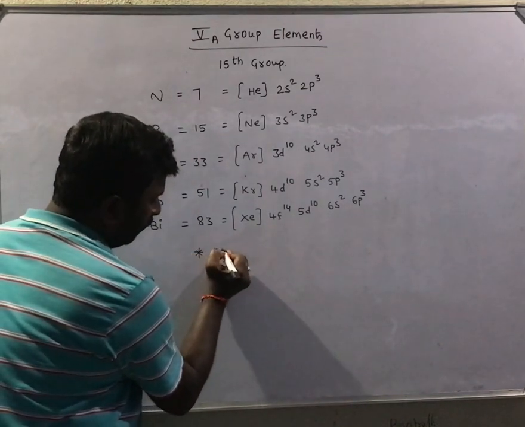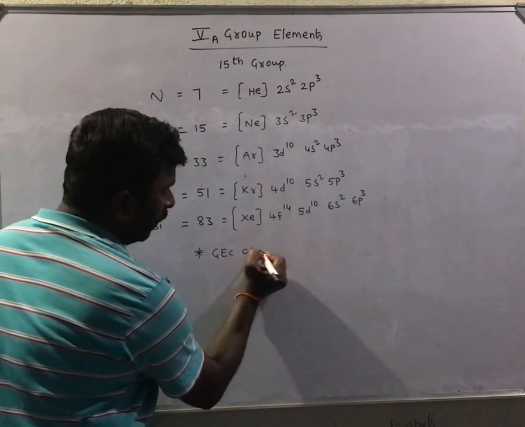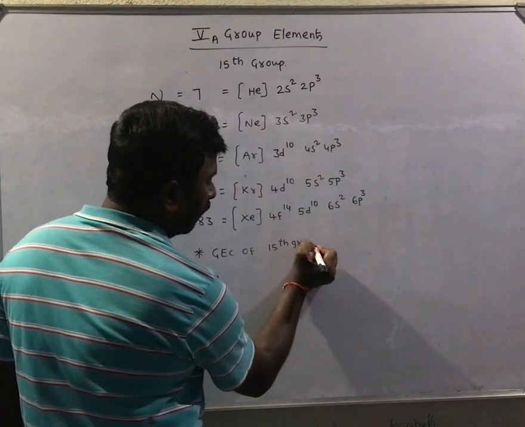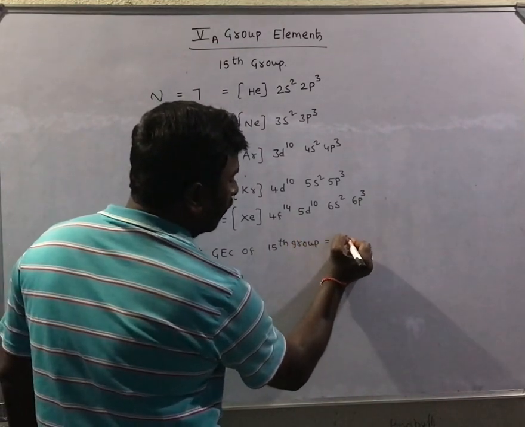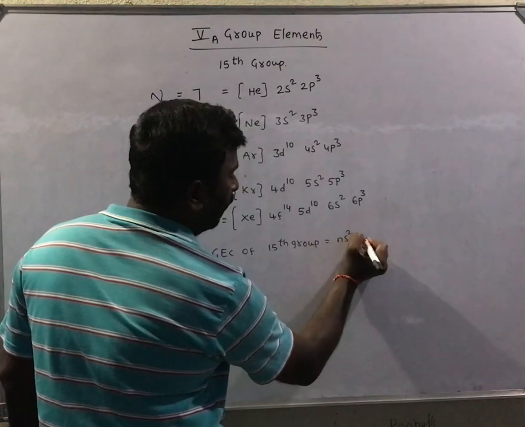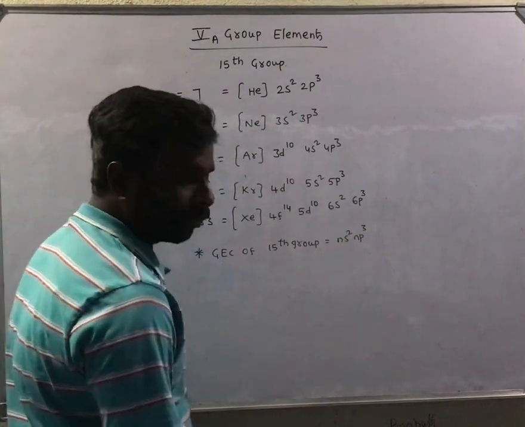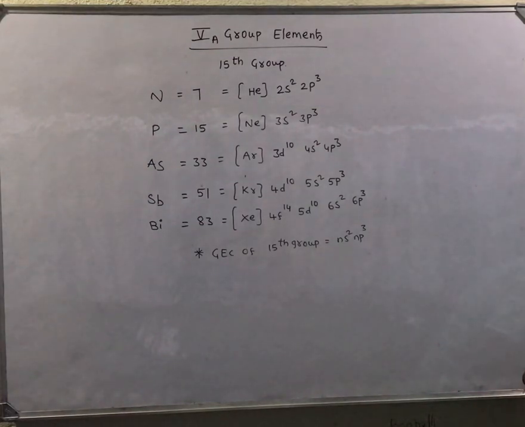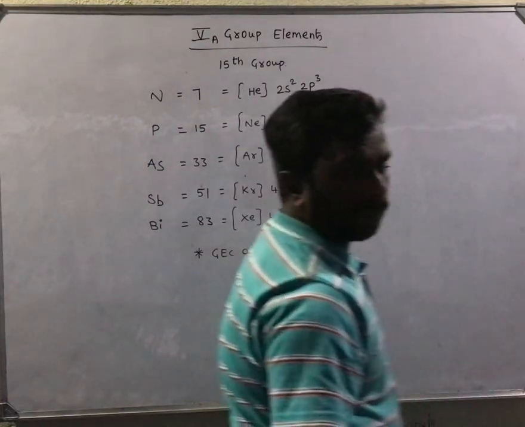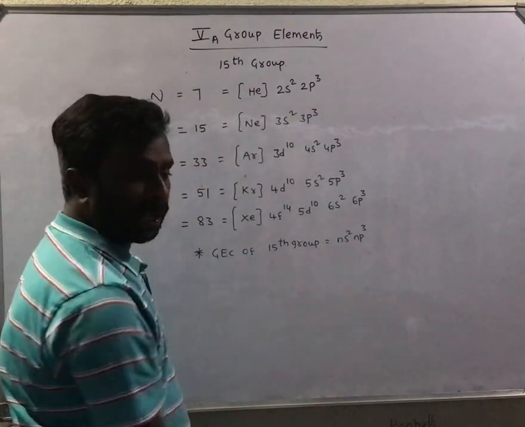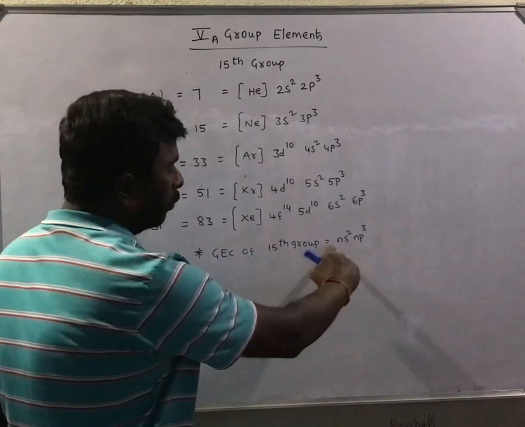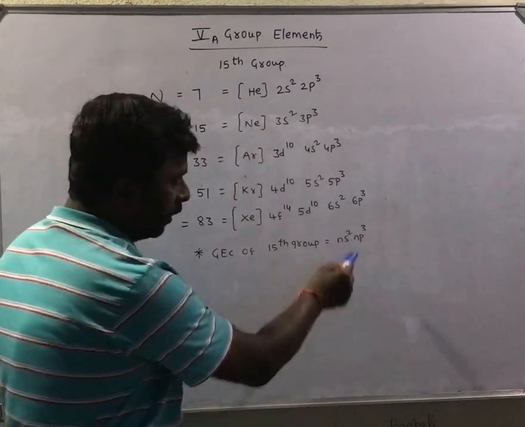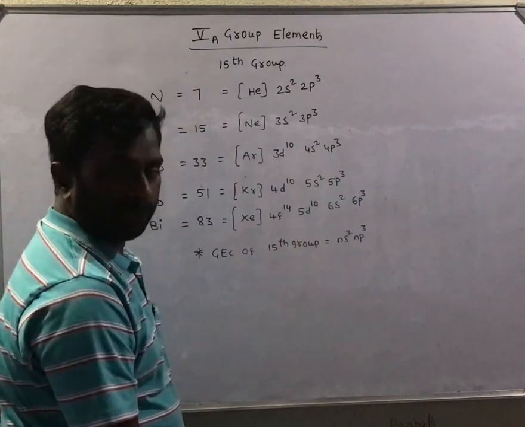That's why the general electronic configuration of 15th group elements is ns2 np3. So how many electrons are present? In the s orbital 2 electrons, in the p orbital 3 electrons. Due to such reason, these belong to the 15th group. Here 2 plus 3, 5.